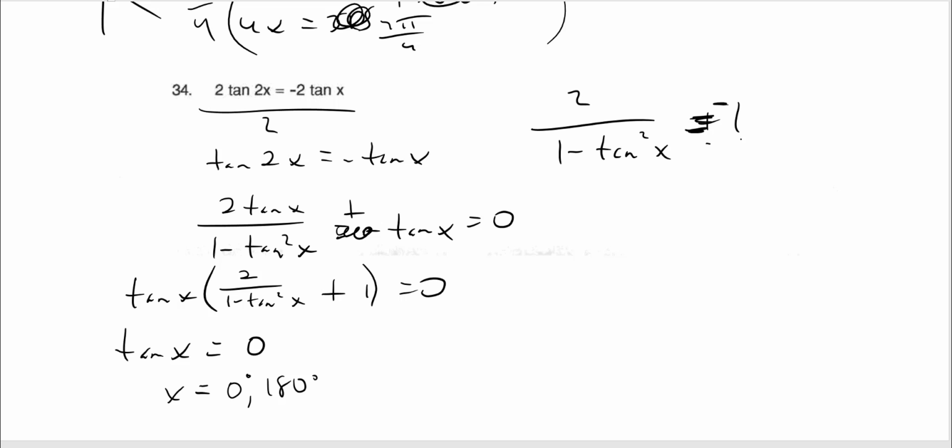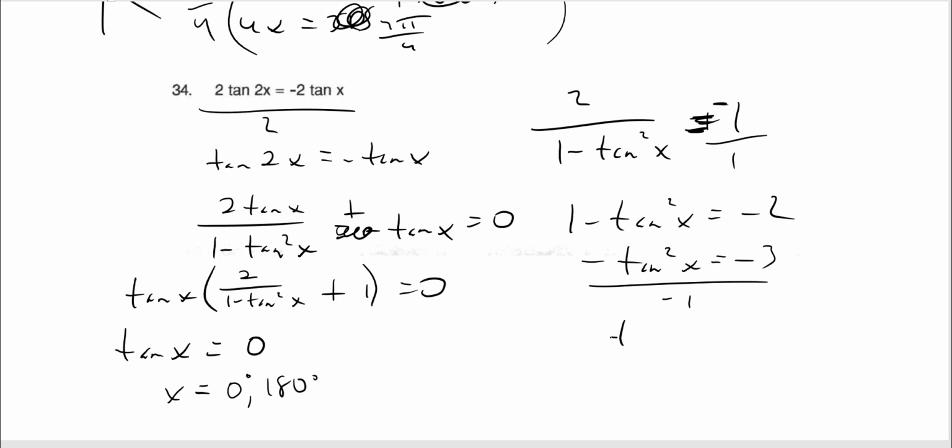And then if I cross multiply, I get 1 minus tangent squared of x equals negative 2. I'll just do it that way. Okay, and then I'm going to move the 1 over, so I get negative tangent squared of x equals negative 3. Divide by negative 1, so tangent squared of x equals 3. Take the square root of both sides, so tangent of x equals plus or minus root 3.